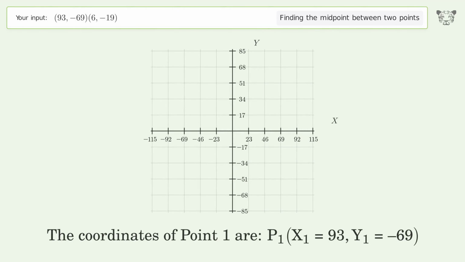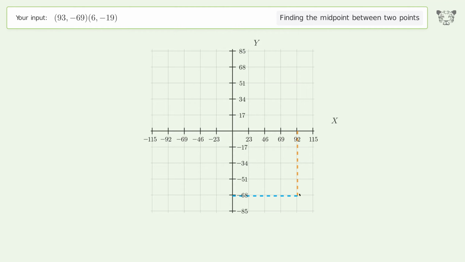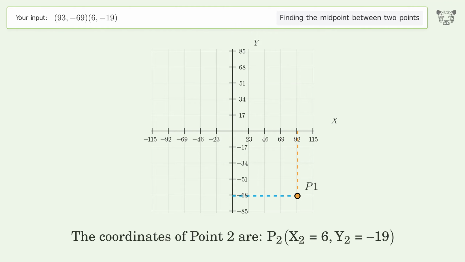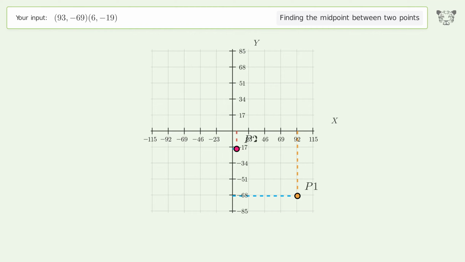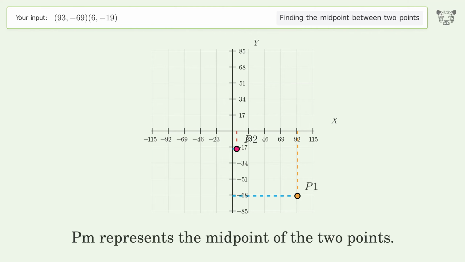The coordinates of point 1 are, x1 equals 93, y1 equals -69. The coordinates of point 2 are, x2 equals 6, y2 equals -19. PM represents the midpoint of the 2 points.